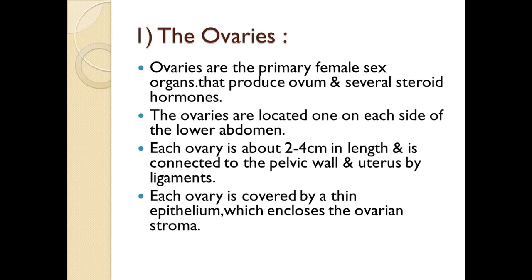The first very important part of the female reproductive system is the ovaries. These are the primary female sex organs that produce eggs or ovum and several steroid hormones. The ovaries are located one on each side of the lower abdomen. Each ovary is about 2 to 4 cm in length and is connected to the pelvic wall and uterus by the ligaments. These are connective tissues. Each ovary is covered by a thin layer called the epithelium, which encloses the ovarian stroma.